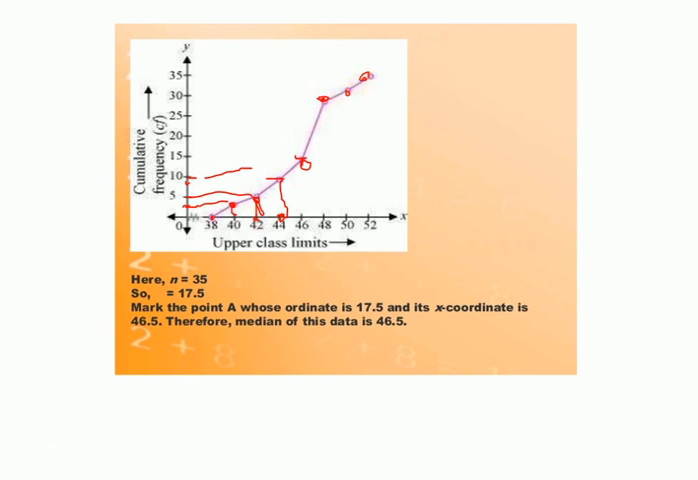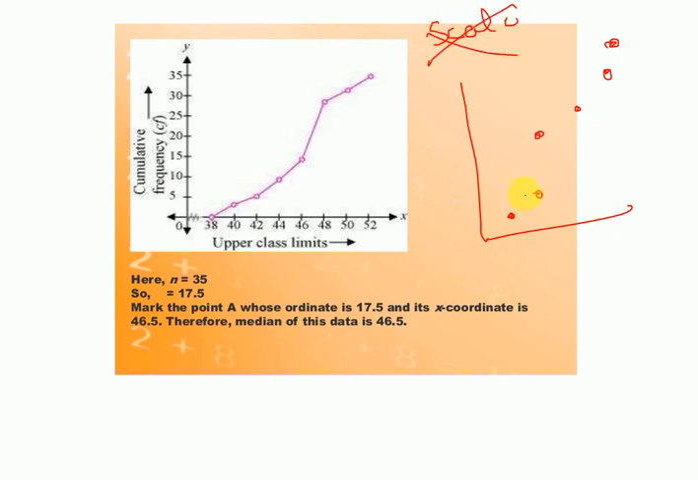Now a very important thing is that when you plot the points from the table, you do not have to use the scale to join them. You have to do it with the hand only. If you use the scale, then it can deduct your marks. Now in the question we were also asked to find the median with the help of the graph. How will you find it?